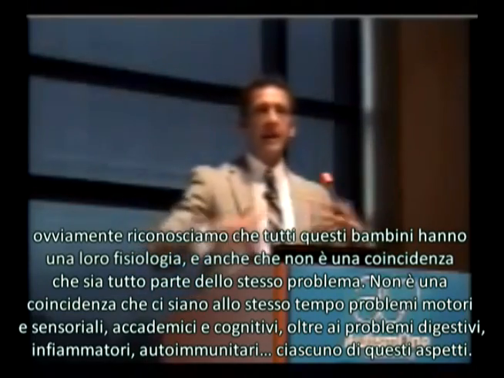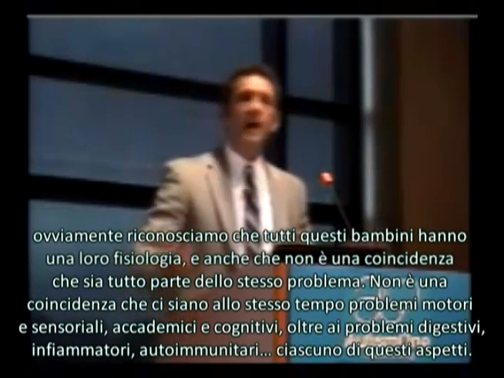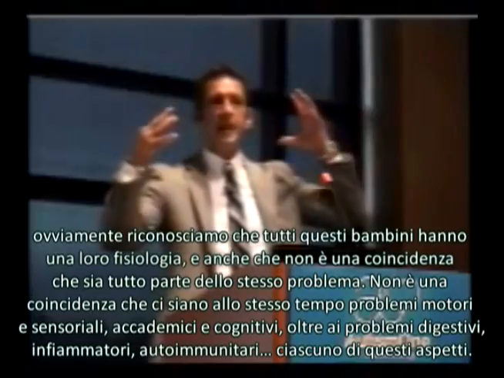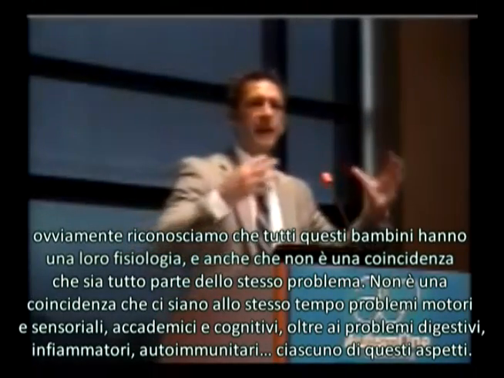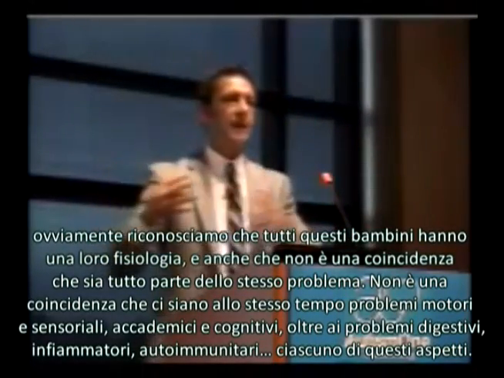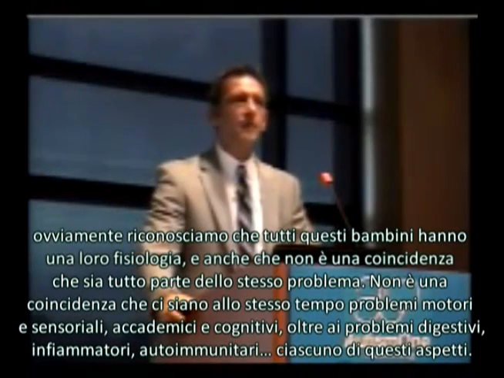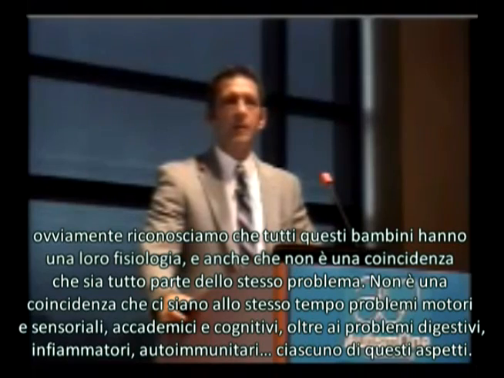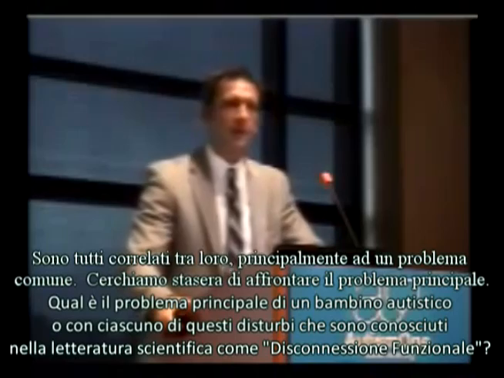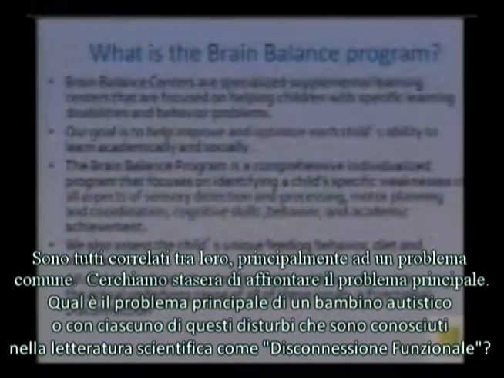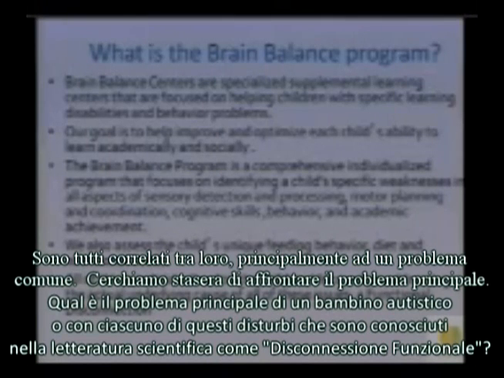We also recognize that all of these children have unique physiologies that are not coincidental, that it's actually part of the same problem. It's not coincidental that they have motor and sensory issues and academic and cognitive issues, and that they also have digestive problems, inflammation, autoimmunity, any of those things. It's all related to primarily one underlying problem. And all of what we do, the program, is directed towards addressing the primary problem. What is the primary problem in a child with autism or any of these disorders?